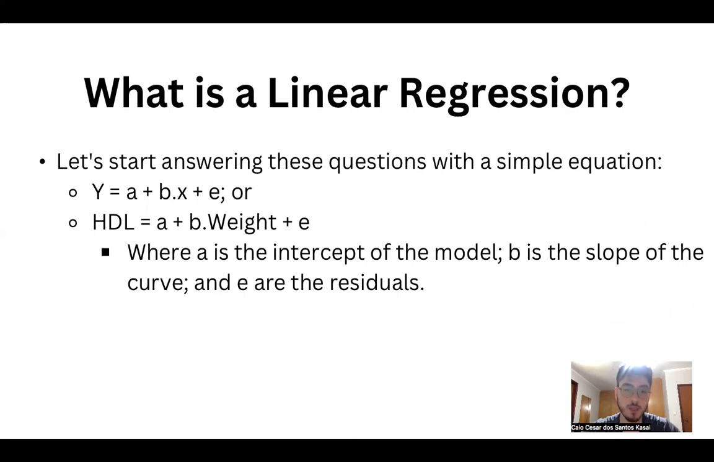times x plus e. Or we can rewrite this equation as HDL equals a plus b times weight plus e. We already know what the variables are, the HDL and the weight, but we don't actually know what a, b, and e are. So a is the intercept of the model, b is the slope of the curve, and e are the residuals. We're going to discuss more about them in sequence, okay?